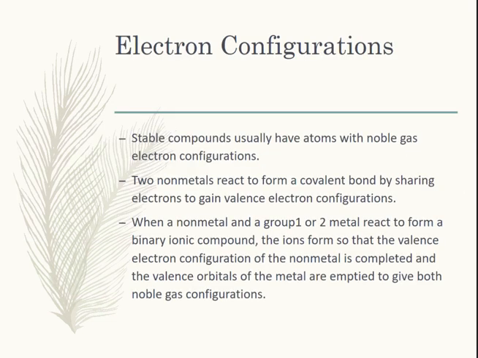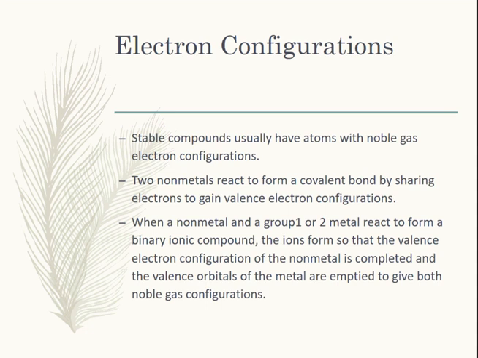So we won't go over electron configurations explicitly, just to say that stable compounds, atoms, as far as this modeling goes, will take on a noble gas configuration, which means that they will fill the valence shell, an s2p6 configuration. Two nonmetals are going to react and form a covalent bond by sharing electrons, and in doing so, each atom perceives ownership of those electrons and therefore is filling its valence shell.